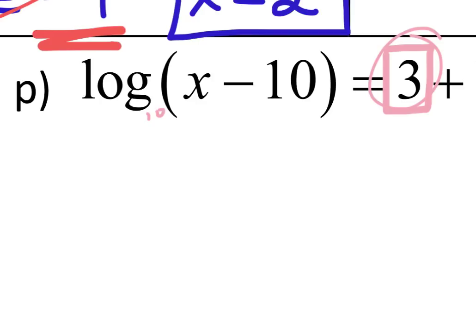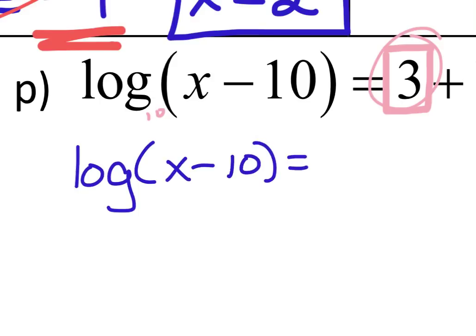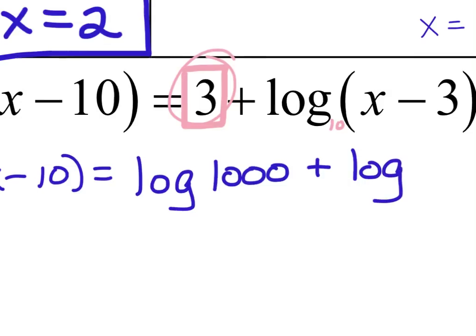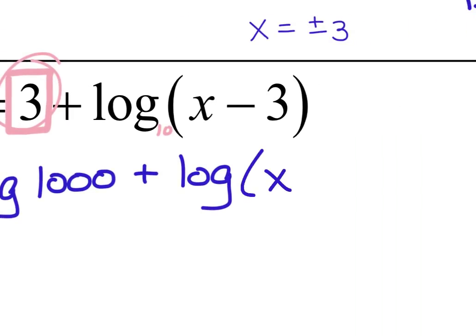So here now I have on the left log of x minus 10 equals, and then I've got that log of 1,000 plus log of x minus 3.